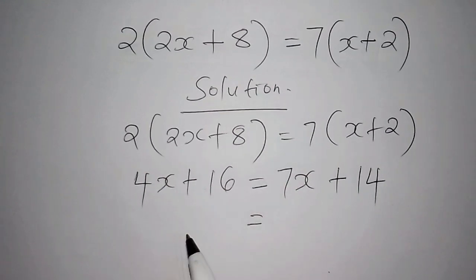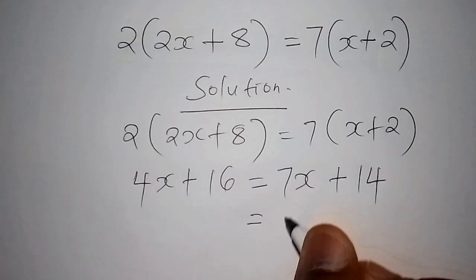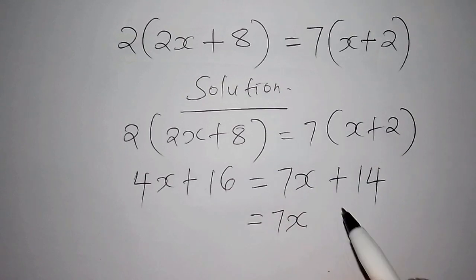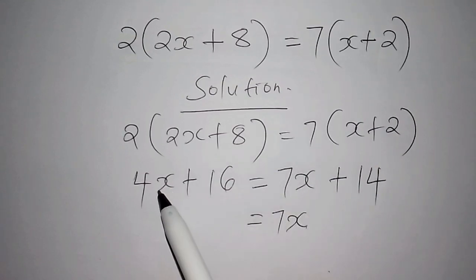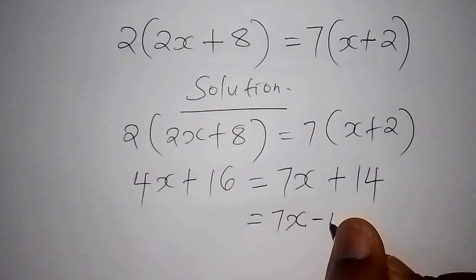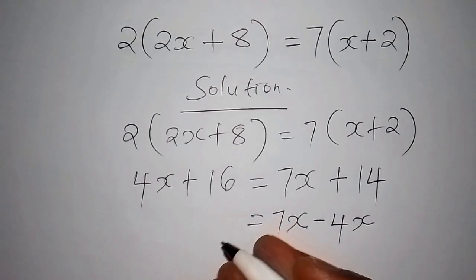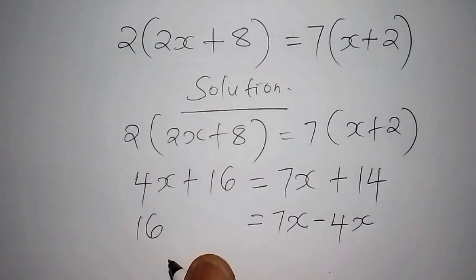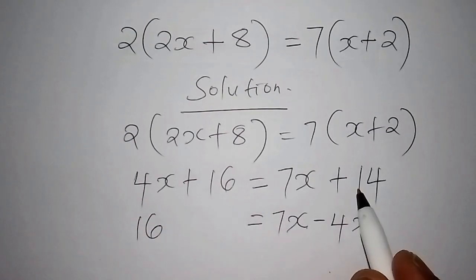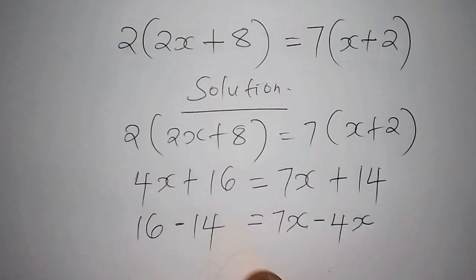We shall have the equal sign here in the middle. This side we shall be dealing with the x's. So here now we shall have 7x here. Then this 4x we have to transfer to this other side. It is plus 4x, and when you cross the equal sign, it will be minus 4x. This other side, we leave for the known numbers, the ones that are not x's. So here we shall have 16, then plus 14 is brought over, and when it crosses the equal sign, it will be minus 14 there.